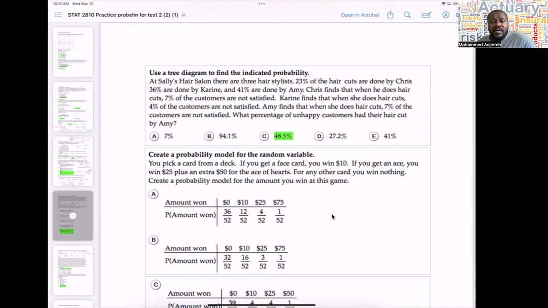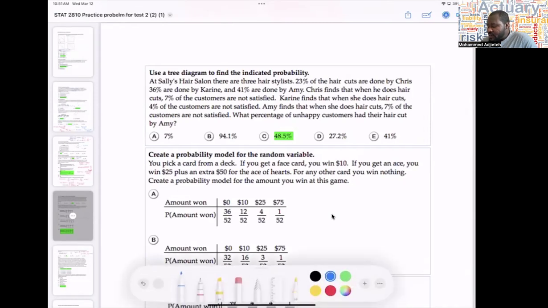Let's start. We are told that 23% of the haircuts are done by Chris. So let's try to represent that on the tree diagram. This is Chris, 0.23. And then 36% are done by Karen. So let's say this is Karen, 0.36. And then 41% are done by Amy. This is Amy, and then this is 0.41.